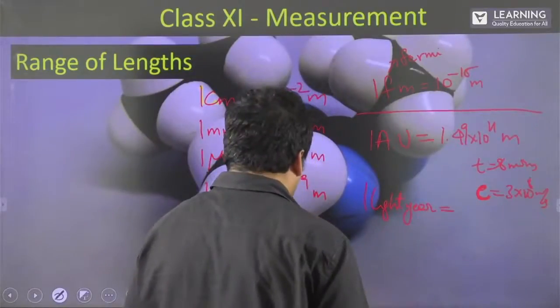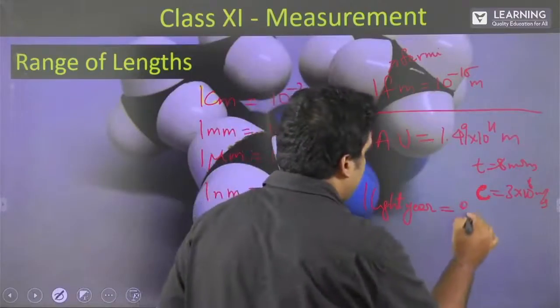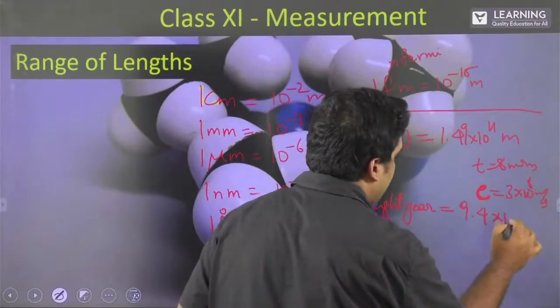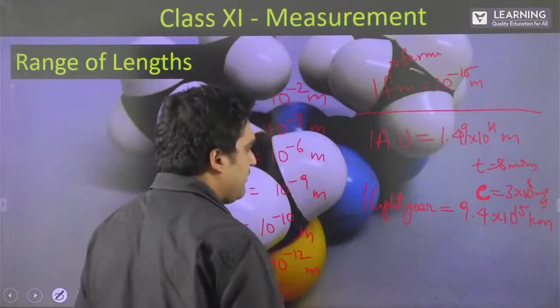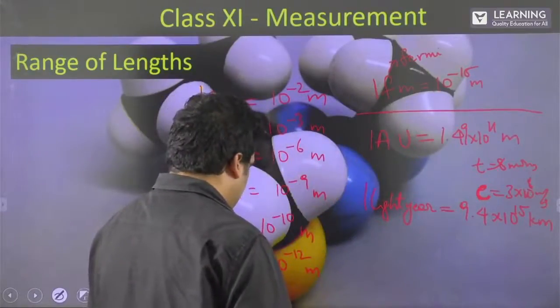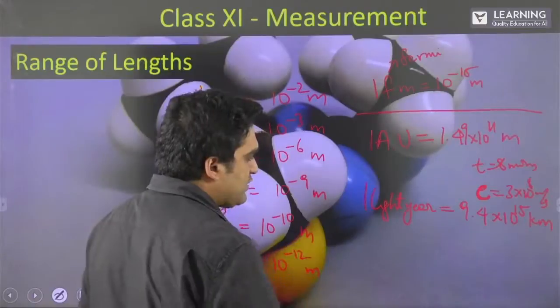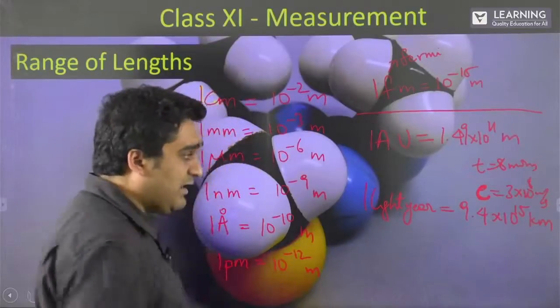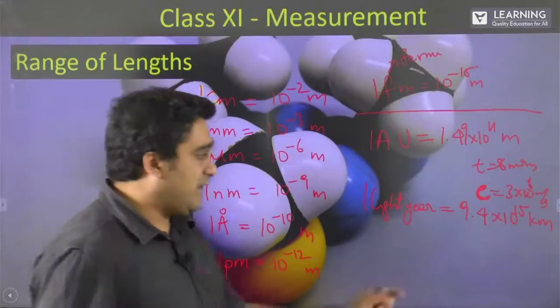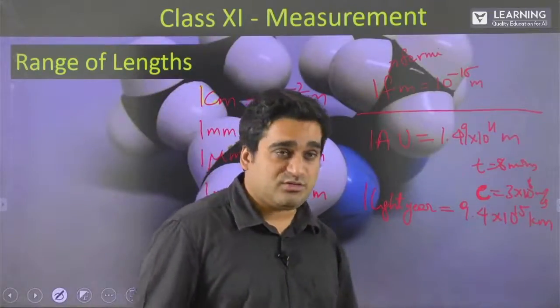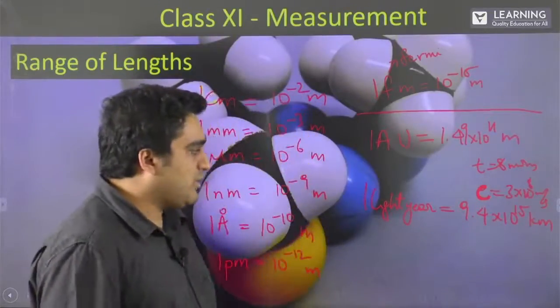So if I'm not mistaken, 1 light year is about 9.4 into 10 raised to 15 meters. Yeah, 9.4 into 10 raised to 15. That is an enormous amount. 10 raised to 15. That is 1 with 15 zeros. Wow, that's a greater scale.